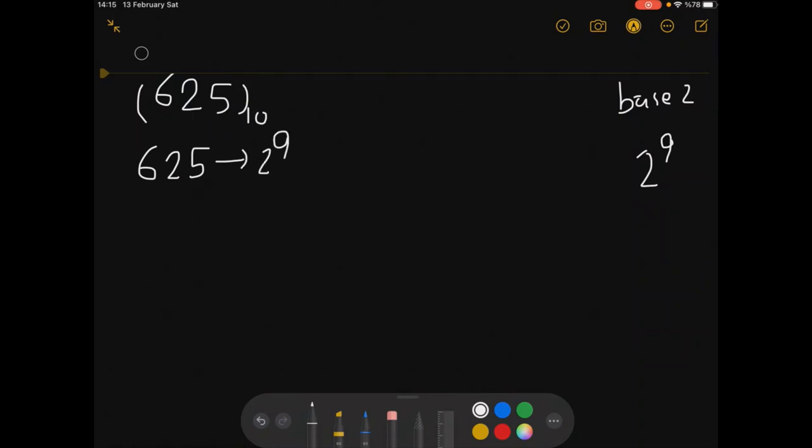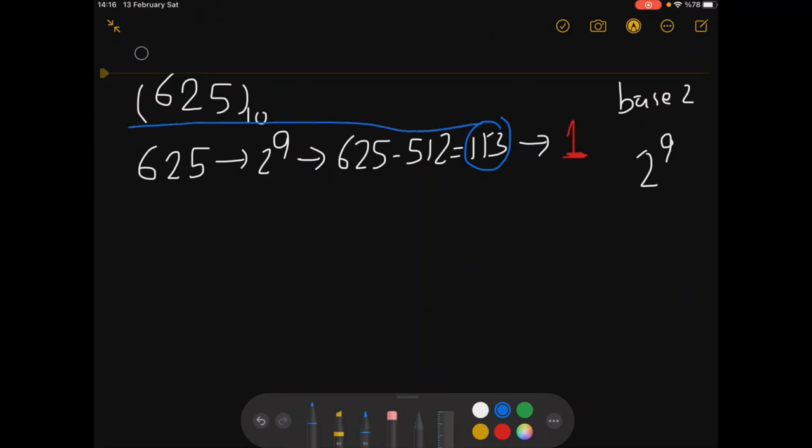Yes. So I put a 1. Okay, I subtract it from my original number, and the result is the remainder. And I put a 1 here because there was a number that could fit in here. Okay, that's the idea. Now I put this number here as my remainder.